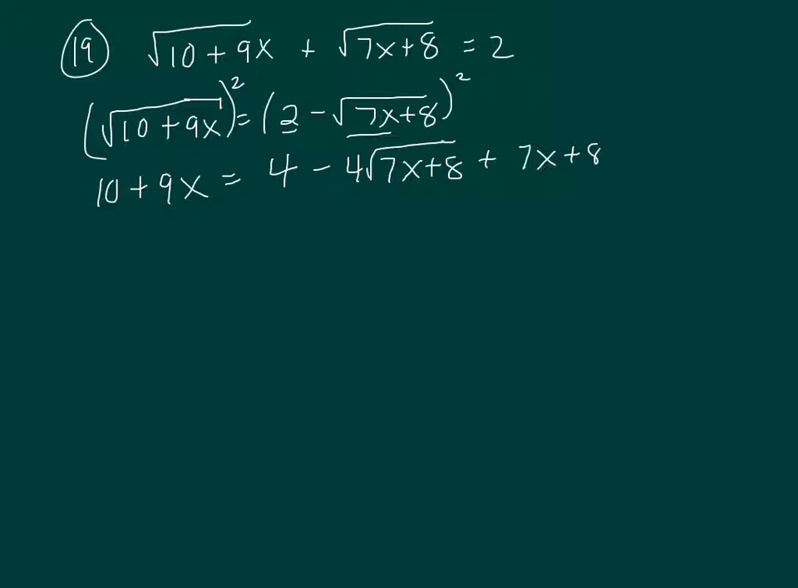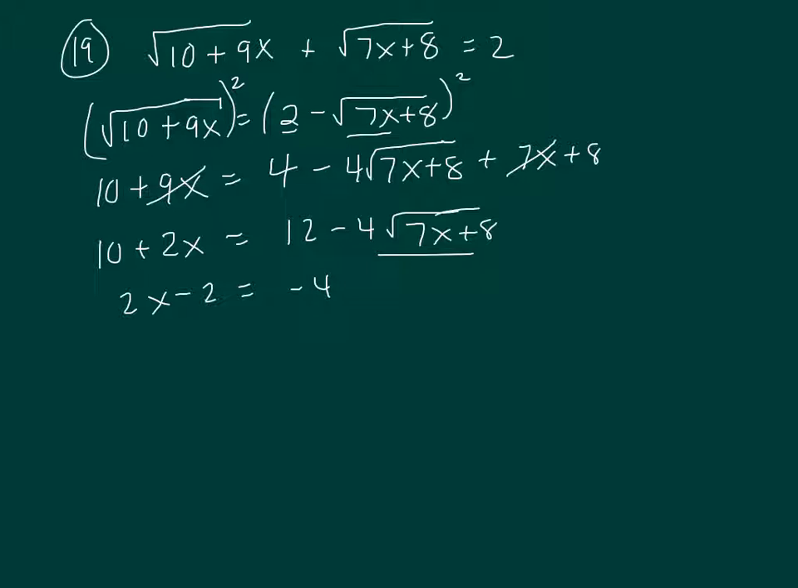Let's combine like terms. 9x and 7x, that's going to leave me a 2x, so those are gone. And then 4 plus 8 is 12. Let me write that out. So 4 plus 8 is 12 minus 4 square roots of 7x plus 8. So I want to isolate this radical is what I want to do. Looks like I lost that 10. Bring that down. Alright, so now that's going to give me 10 minus 12 is negative 2. So 2x minus 2 equals a negative 4 square roots of 7x plus 8.